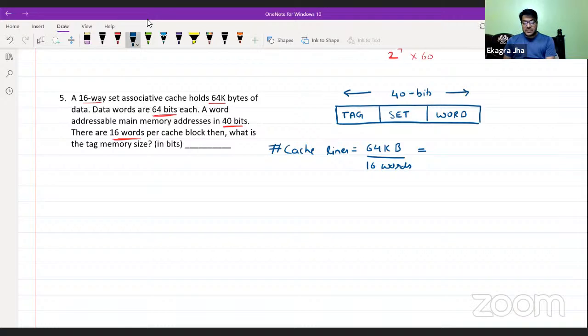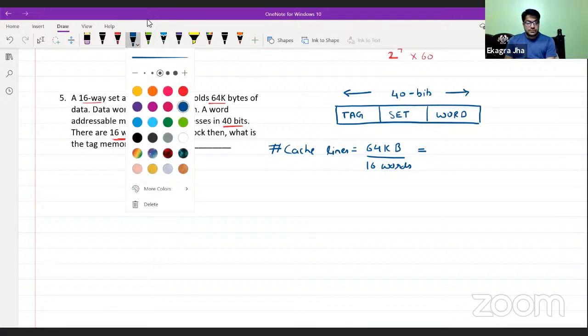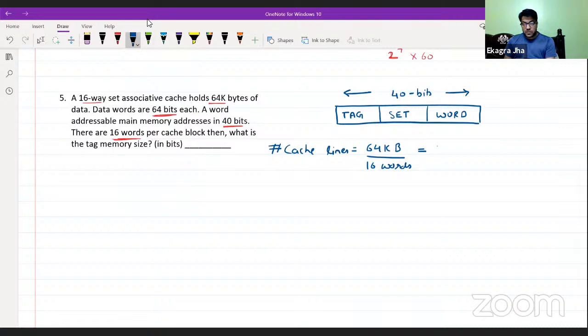We can write 64K as 2 to the power 16. So 64 can be written as 2 to the power 6 and K, kilo, can be written as 2 to the power 10, which is 2 to the power 16 bytes. Okay, multiply by one word, which is actually 8 bytes because one word is already given as 64 bits. So 64 bits is actually 8 bytes. So we can write it as 2 to the power 3 bytes.